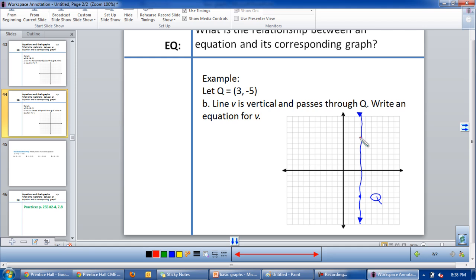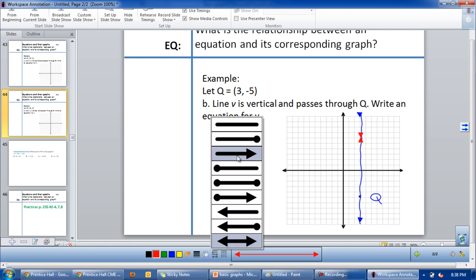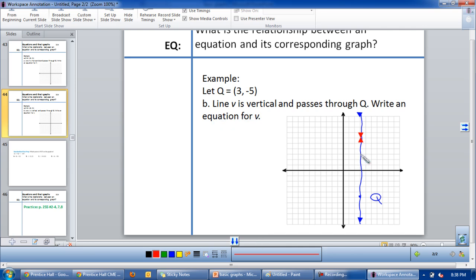We're going to pick some points. Oh, excuse me, I forgot to change the setting. Alright, let's pick this point right here. And that's 1, 2, 3, up 3.